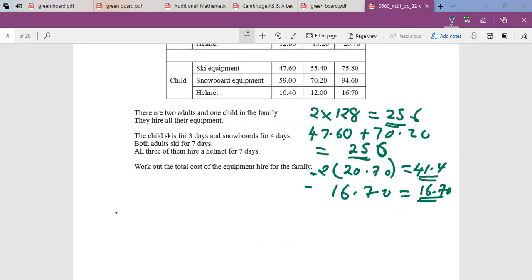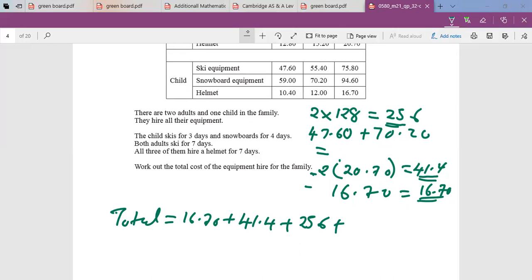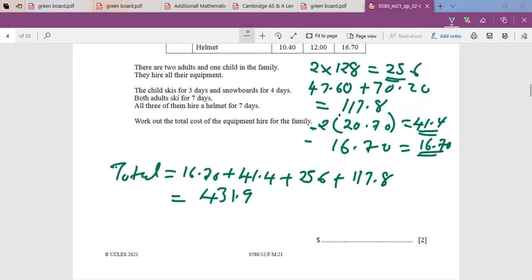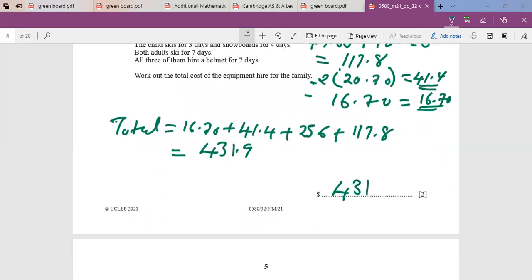So what does it mean? To find the total cost now, we will add 16.70 plus 41.4 plus 256 plus, take note, this amount is not correct. This is supposed to be 117.8. So 256 plus 117.8. When you add this, you're going to get $431.9. So this is our answer here. 431.9 is the total cost. Okay.